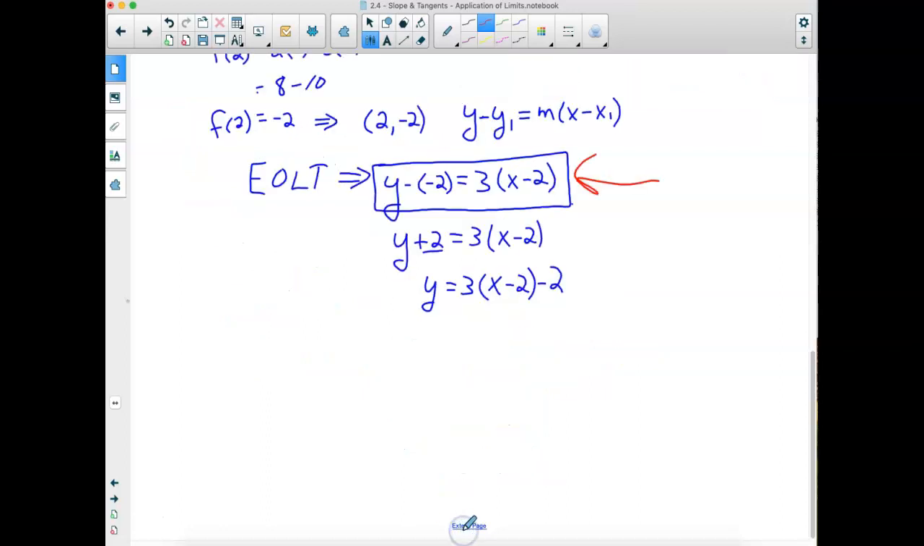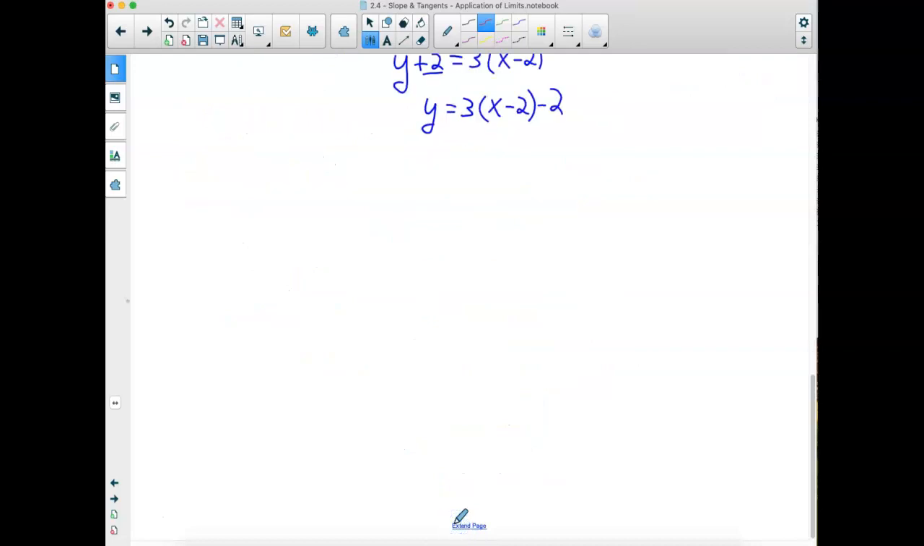Number 3 says we need the equation of the line normal. If you've never had physics or anything, that's fine. But they're always talking about this normal vector. And the normal vector is perpendicular.